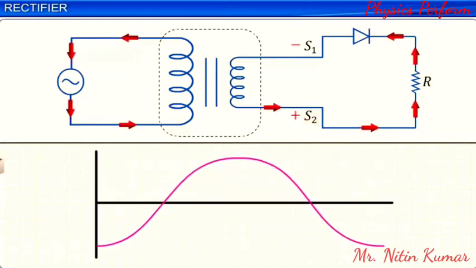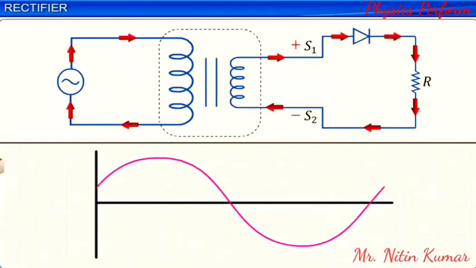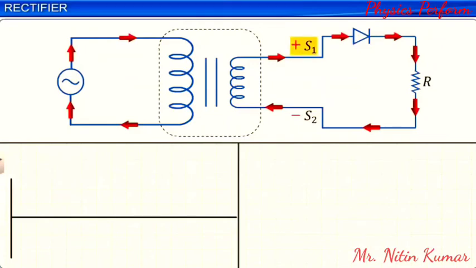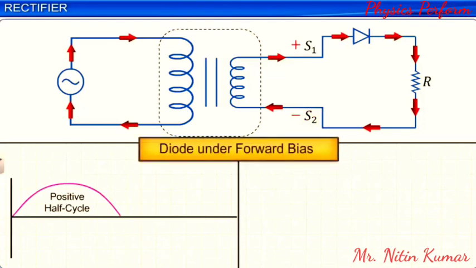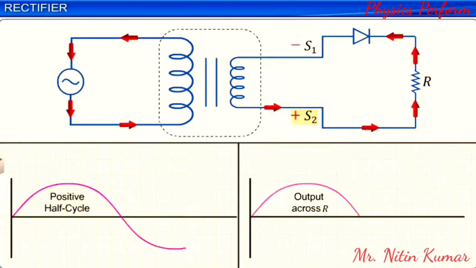When S1 is positive and S2 is negative, the diode is forward biased and allows current to flow through it. Thus, during the positive half cycle, current flows through the load resistance and we get a voltage output across R as shown. When S1 is negative and S2 is positive, the diode is reverse biased and allows negligible current to flow through it. This current is so small that it is considered to be equal to zero.